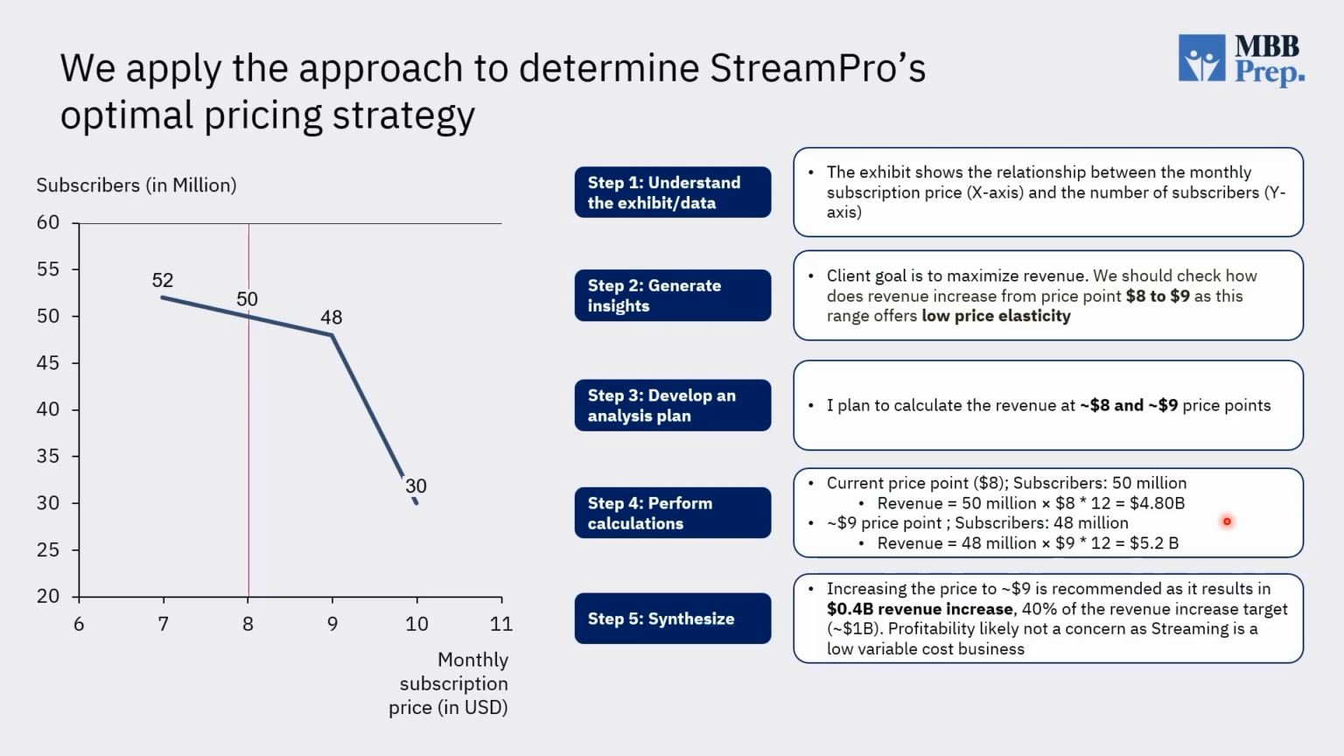So let's look at then synthesis of this information, right? Last step is when we synthesize. What you could say is increasing the price to $9 is recommended because of the $4.4 billion revenue increase, right? And remember, when you're synthesizing, you tie it back to the client objective, right? The client numerical target is to achieve $1 billion of revenue increase. Through price optimization, we are achieving a $0.4 billion revenue increase. Already through high potential market expansion, specifically the Latin market, we have achieved a $0.7 billion revenue increase. So therefore, we are meeting the target at this stage, right?